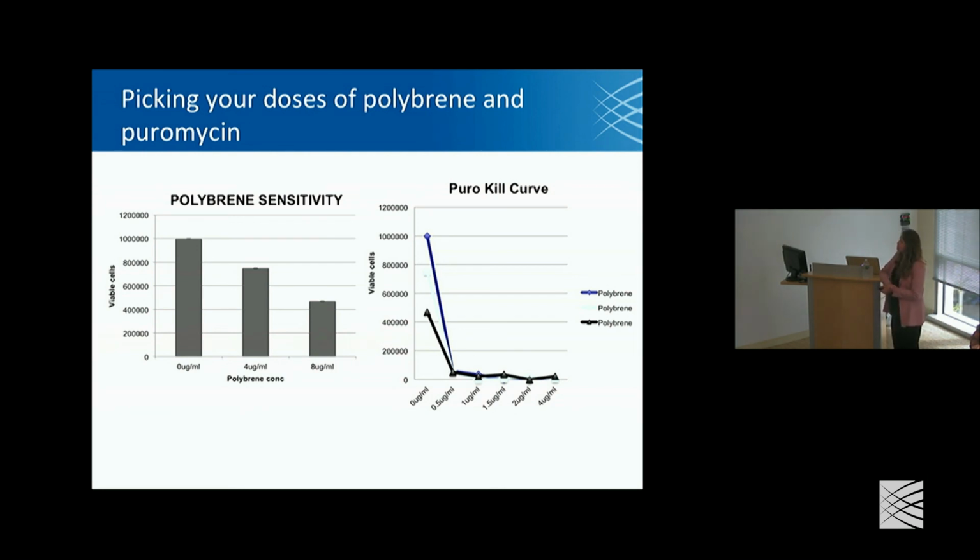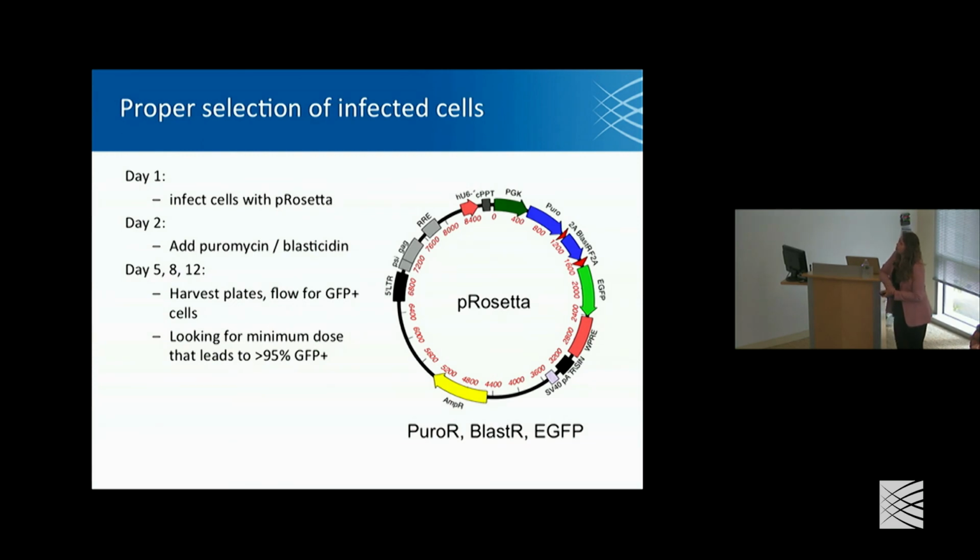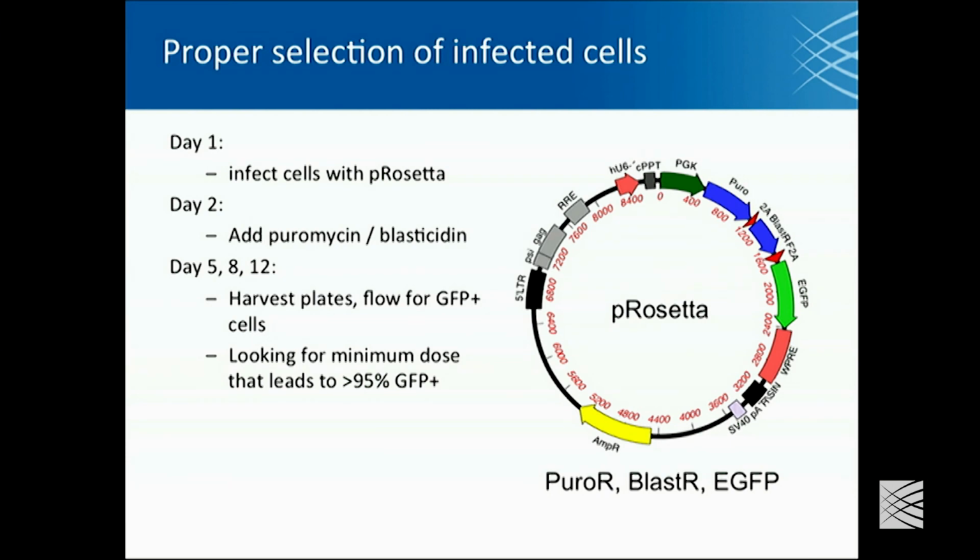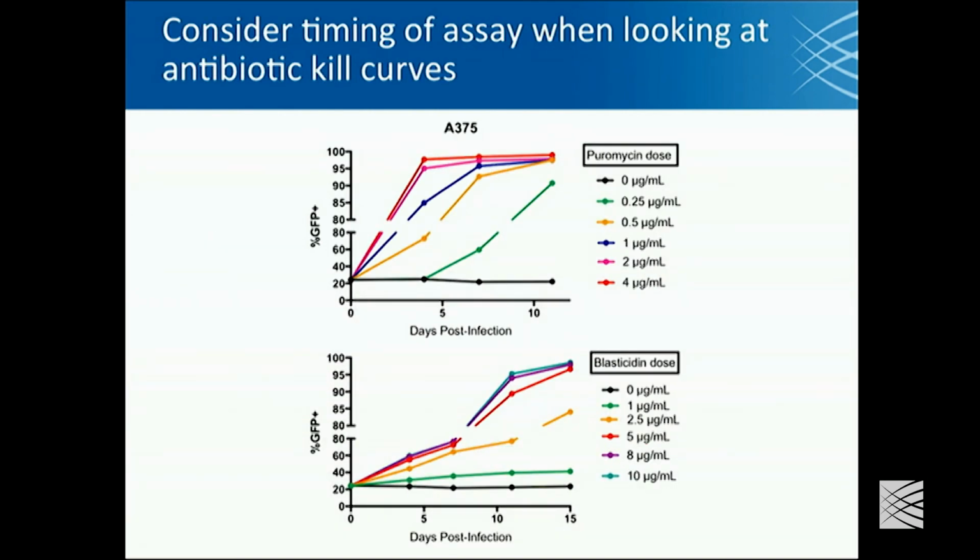More to this effect, we've looked more into the proper selection of infected cells and making sure that you're getting actually complete killing. And so what we have done is an experiment using our P. rosetta, which has both a puro and blast cassette in it. We've infected cells with this P. rosetta. On day 2, we add puromycin or blast. And then on days 5, 8, and 12, we harvest and flow for GFP positive cells. This allows us to look for the minimum dose that leads to 95% positive GFP cells.